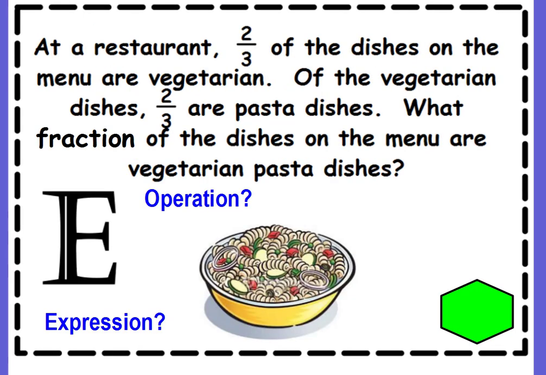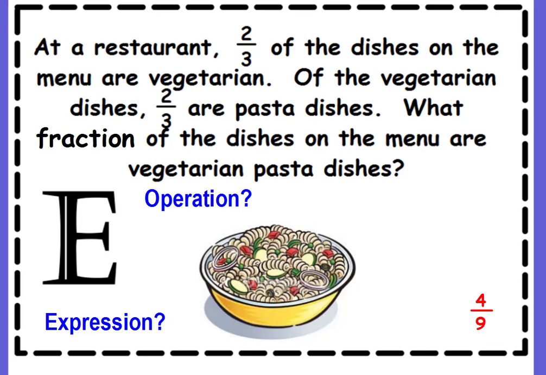Problem E. At a restaurant, 2/3 of the dishes on the menu are vegetarian. Of the vegetarian dishes, 2/3 are pasta dishes. Which fraction of the dishes on the menu are vegetarian pasta dishes? So first things first, think about your operation. Adding, subtracting, multiplying, or dividing. And then write your expression. And 2/3, we all know what 2/3 is as a decimal, but it repeats. So do we really want to use 2/3 in our problem? Do we really want to change it to a decimal? Probably not. So go ahead and pause the video, solve. When you've got your answer, come back and check.